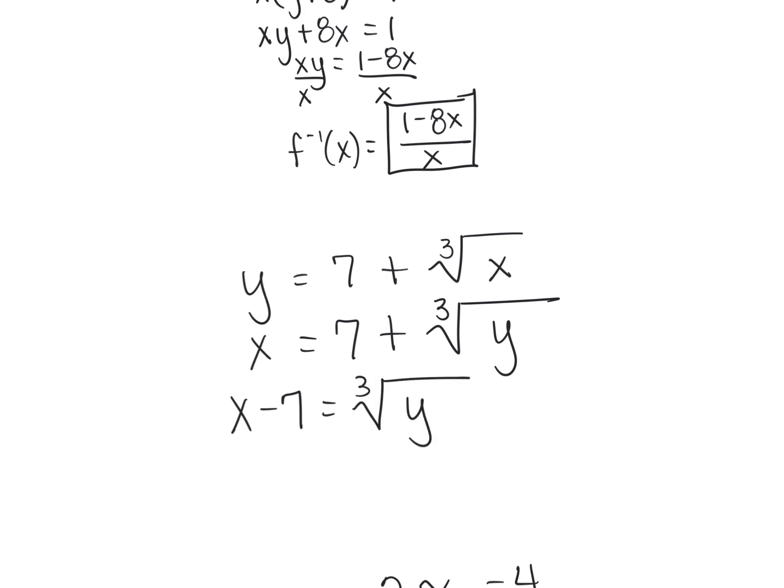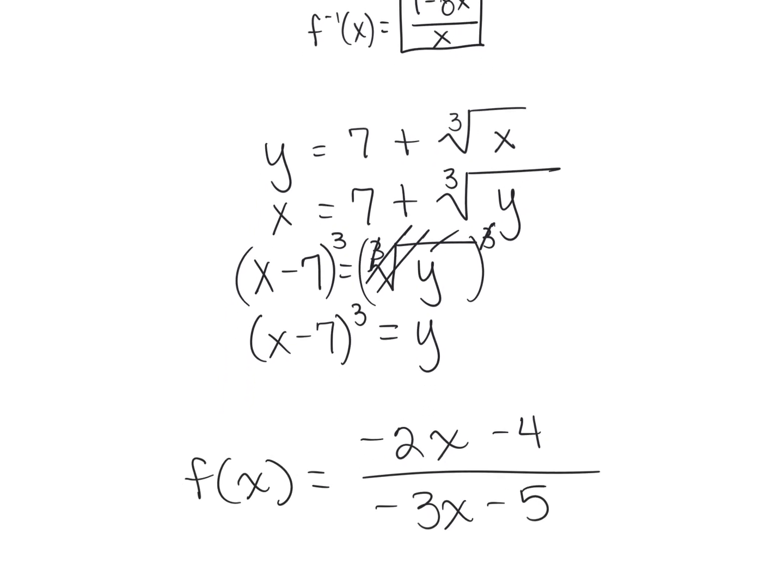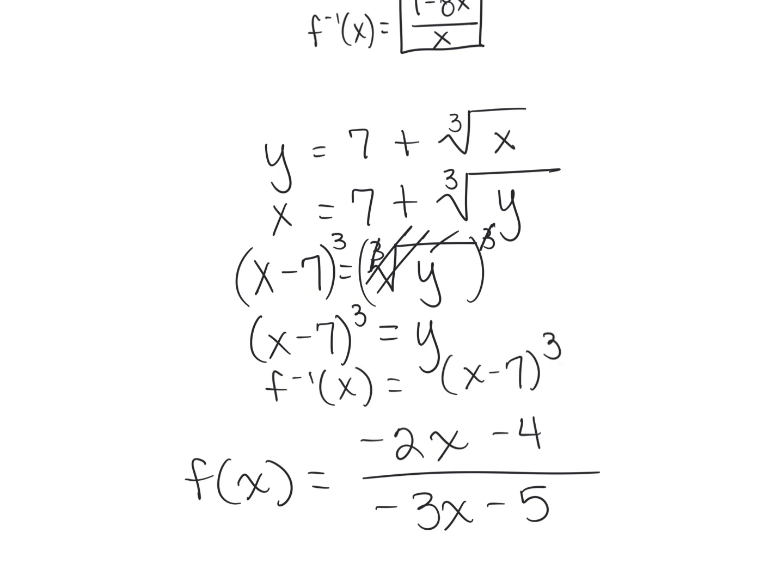Well, to get rid of a cube root, you have to take both sides and raise it to the third power. You do not have to multiply the left-hand side out. You leave it just like this. And then this cube is canceling out not only the cube root, but also the radical. So this is y equals, and this would be f inverse of x. So you'd have the quantity x minus 7 to the third power. And that would be my inverse function.